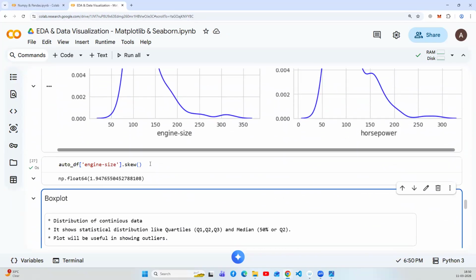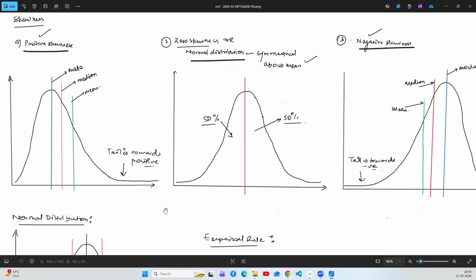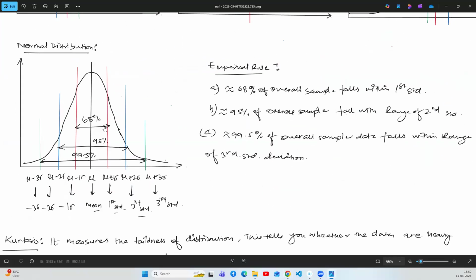Next thing. If your data is normally distributed, so imagine that the data shows a normally distributed curve, then these are the criteria. First of all, the mean will divide your distribution into two halves. Next, within the range of the first standard deviation, 68% of the overall data will fall. This is an empirical rule that applies to normally distributed data.